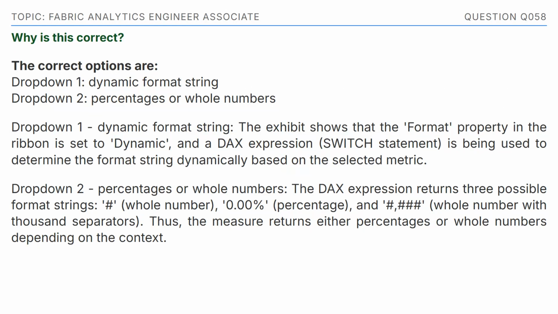The correct options are drop-down 1, dynamic format string, drop-down 2, percentages or whole numbers. Why are these options correct? Because drop-down 1, dynamic format string, the exhibit shows that the format property in the ribbon is set to dynamic, and a DAX expression, a SWITCH statement, is being used to determine the format string dynamically based on the selected metric. Drop-down 2, percentages or whole numbers, the DAX expression returns three possible format strings: #,0 whole number, 0% percentage, and #,0 whole number with 1,000 separators. Thus, the measure returns either percentages or whole numbers depending on the context.